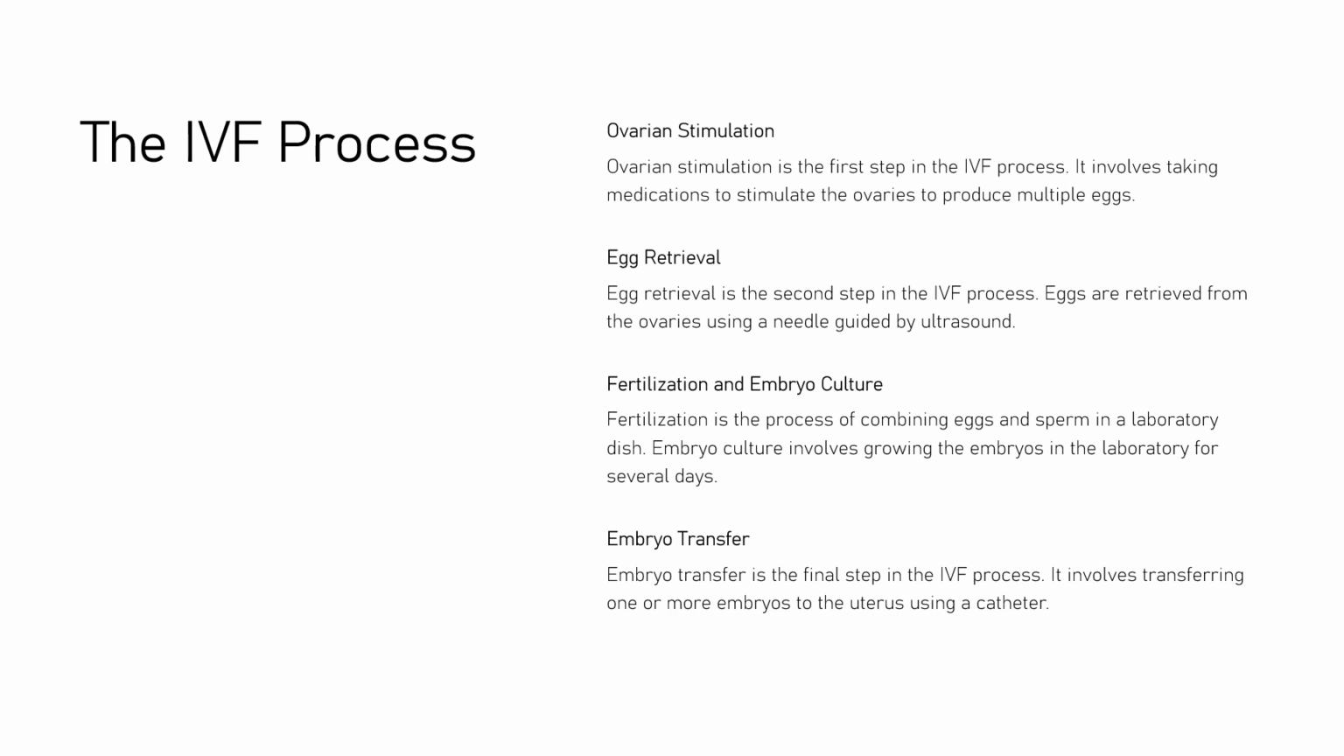Fertilization and embryo culture. Fertilization is the process of combining eggs and sperm in a laboratory dish. Embryo culture involves growing the embryos in the laboratory for several days. Embryo transfer. Embryo transfer is the final step in the IVF process. It involves transferring one or more embryos to the uterus using a catheter.